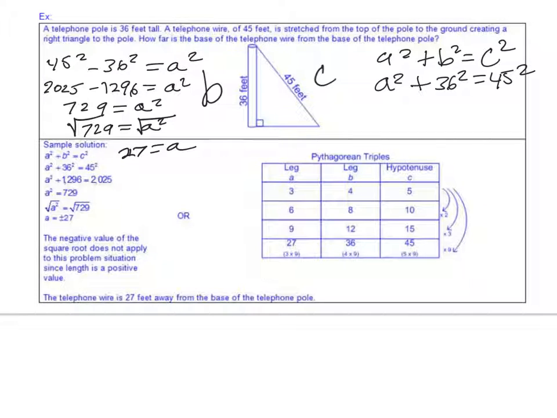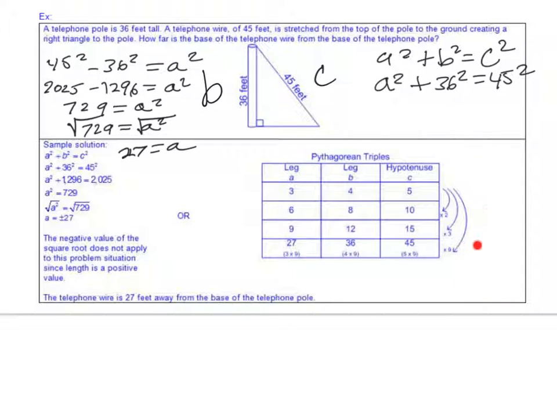Yeah, maybe I think we're going to get off into it. But let's take a look at 3, 4, 5. If we multiply 3 by 2, 4 by 2, and 5 by 2, we will get 6, 8, and 10. That is another Pythagorean triple. Then, of course, if we multiply 3, 4, and 5 by 3, we will get 9, 12, and 15. And if we multiply each one by 9, we'll get 27, 36, 45.